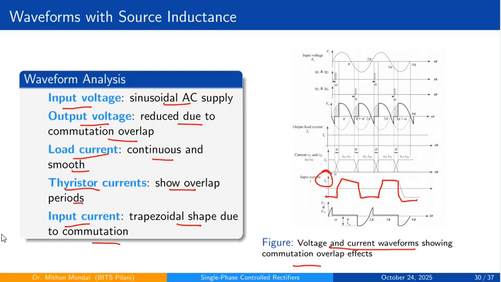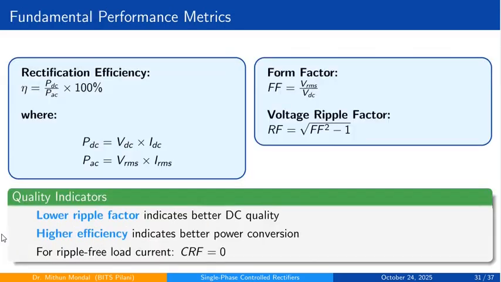And if you see the thyristor current, it is showing the overlapping period. So there is a period for which both the thyristors are in conduction. In the full wave case, all the 4 thyristors will be in conduction, and there will be overlapping.